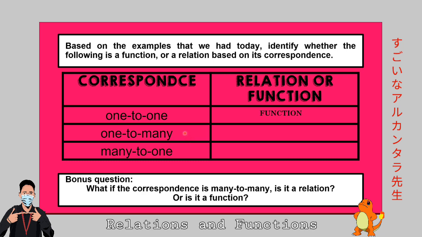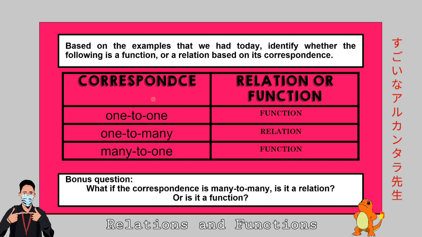Now, we're going back to the highlighted phrase in our definition of terms: it should only correspond to exactly 1 second element. As you can notice from the correspondence itself, to answer this question, something is a relation or function based on its correspondence alone. Since this is 1-to-1, it only corresponds to exactly 1 second element.